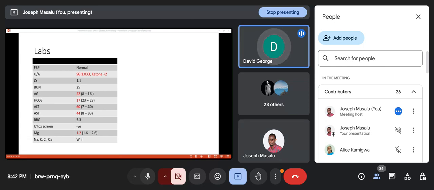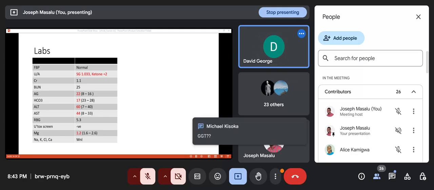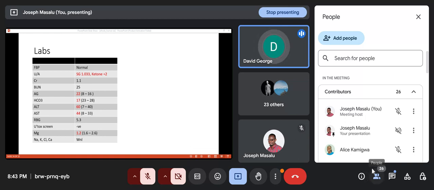Okay, so the CBC is normal in this patient, and then coming to the urinalysis, elevated specific gravity, and then ketones 2 plus. Also, if we remember our physics, specific gravity is relative density. So that is the density of whichever thing that you are talking about in comparison to the density of water. So a higher specific gravity means the urine that is coming out contains more solutes than it should.